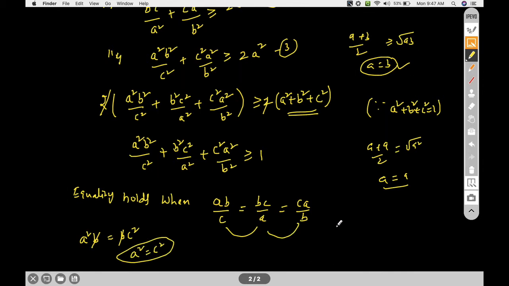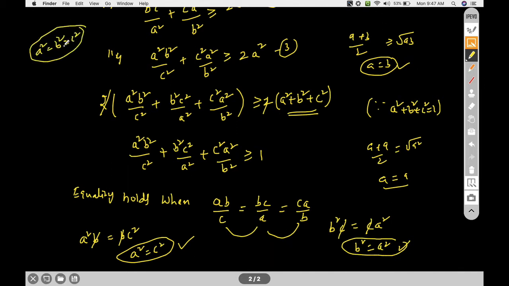So from these two things, B square C is equal to CA square. C is positive, therefore you can cancel. B square equals A square. So from these two things, A square is equal to B square is equal to C square. When A square, B square, C square all are equal, then equality is possible.